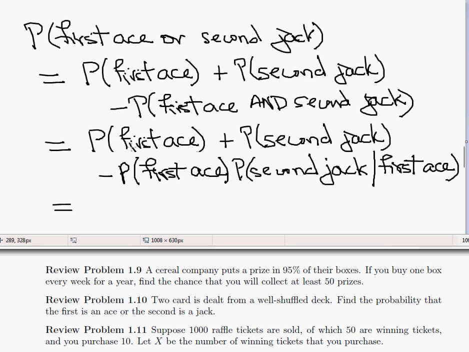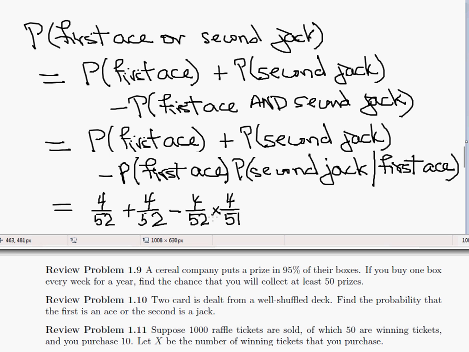Okay, now let's do these problems separately. The probability that the first card is an ace is 4 out of 52. The chance that the second card is a jack is also 4 out of 52, if I do not look to see what the first card is, and there's no assumptions about the first card between this parenthesis and this parenthesis. Then the chance that the second card is a jack is 4 out of 52, minus the probability the first card is an ace, 4 out of 52, times the probability that the second card is a jack, given that the first is an ace, and the chance of that happening will be 4 out of 51.